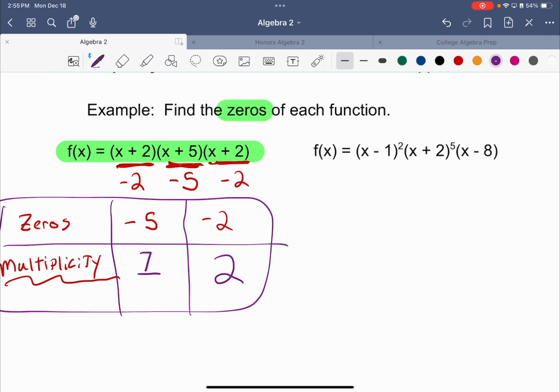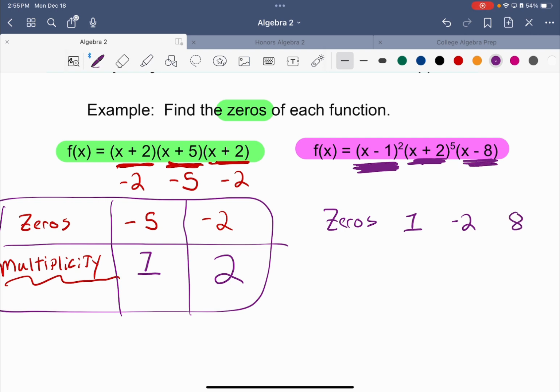So if we look at the next one, f of x is equal to x minus 1 squared times x plus 2 to the 5th and x minus 8. The zeros. What makes x minus 1 0? 1. What makes x plus 2 0? Negative 2. And what makes x minus 8 0? 8. So those are my zeros.